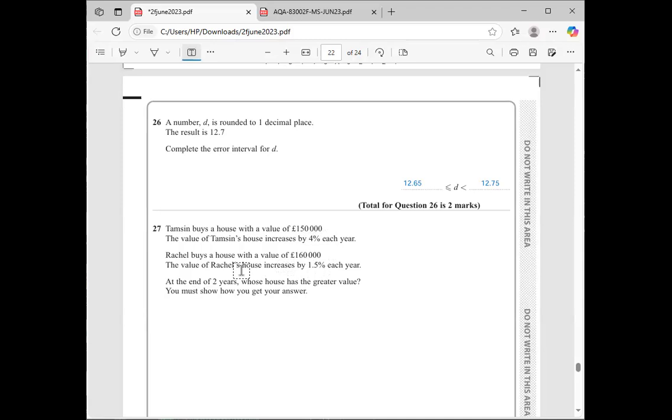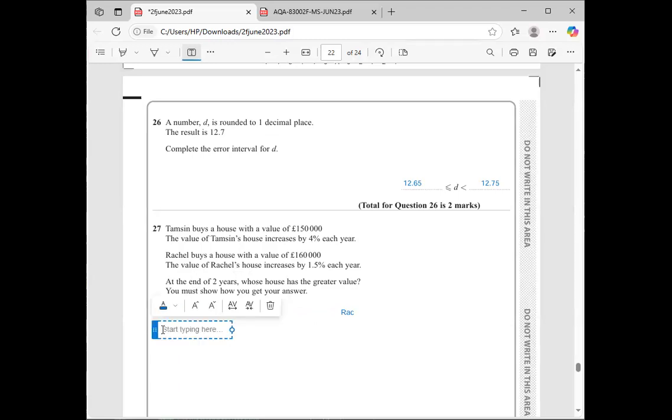Okay, so this is what we're going to do. Rachel's house increases by 1.5% each year. We're going to have one side for Tamsin, so just have your calculator ready. And then we're going to have a separate side for Rachel. Okay. All right, let's see if we can still be typing.